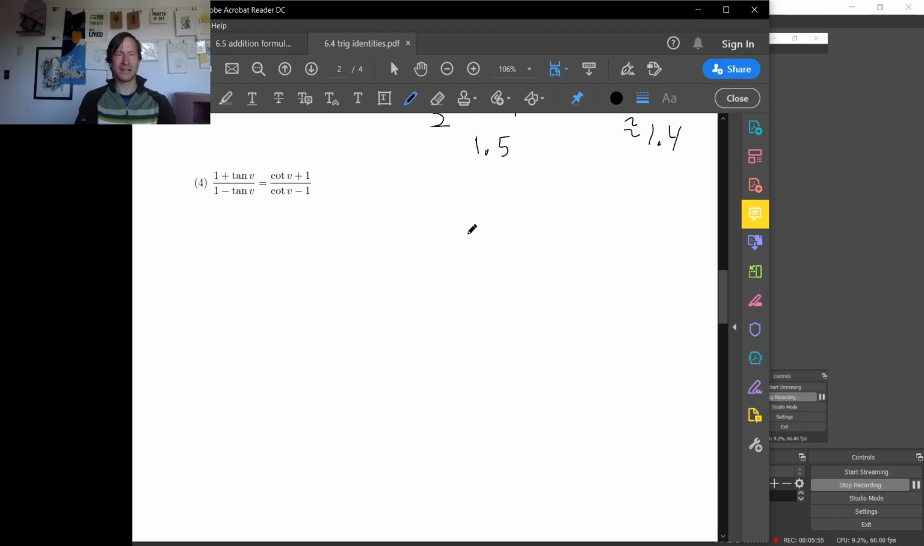Okay, it looks complicated. I don't know which side to start with because they look sort of equal. Just thinking big picture about what pieces these are built out of. Tangent is made out of sines over cosines, and cotangent is made out of cosines over sines, right? So here we have sines over cosines, and here cosines over sines.